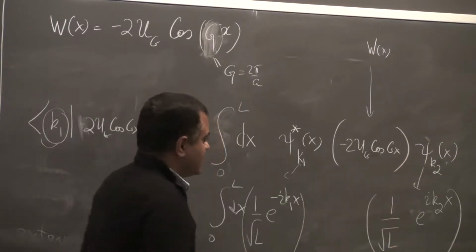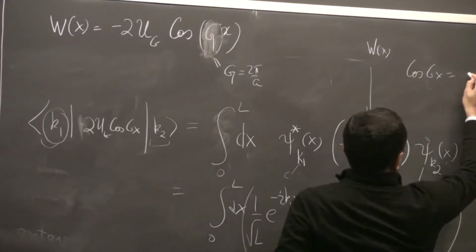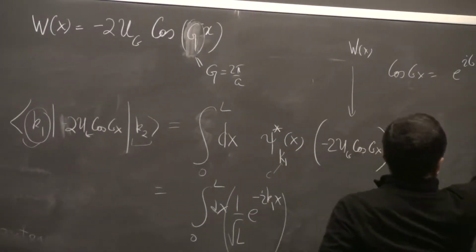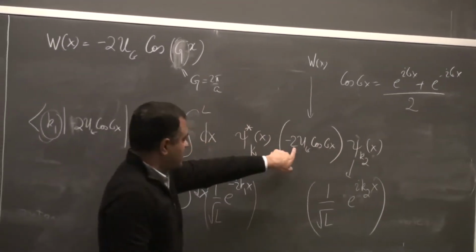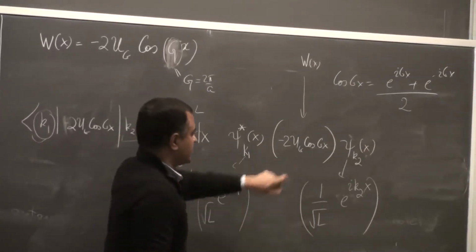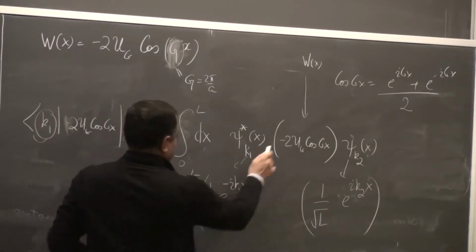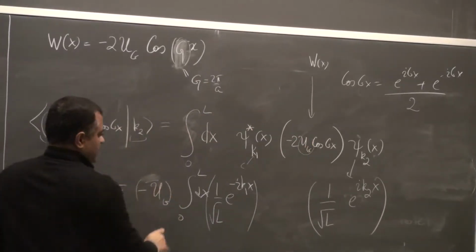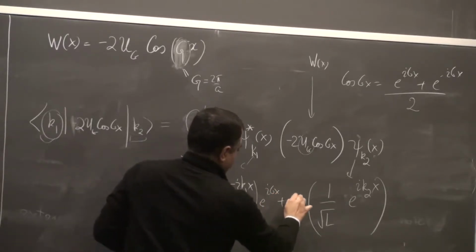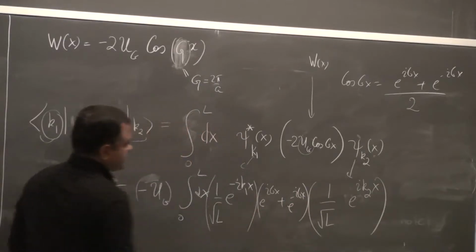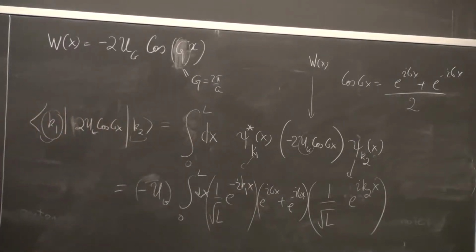So I use that and write cosine of gx is e to the power I gx plus e to the power minus I gx over 2, right? So that's why we had introduced the 2 in the beginning. So we got rid of that. And so I have a minus Ug, which I pulled out from here outside. And then I have e to the power I gx plus e to the power minus I gx. Okay. And the 2's cancel.